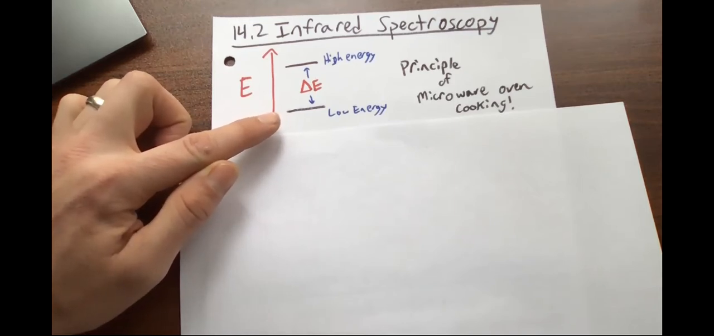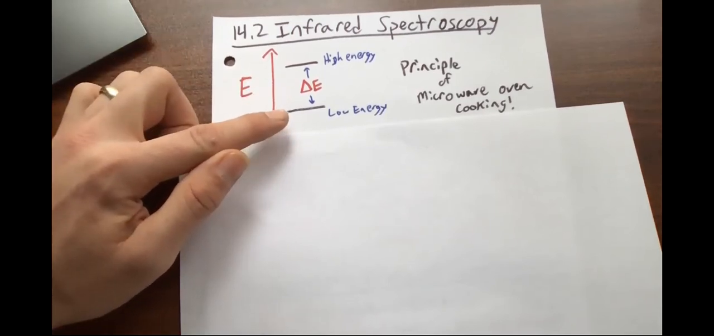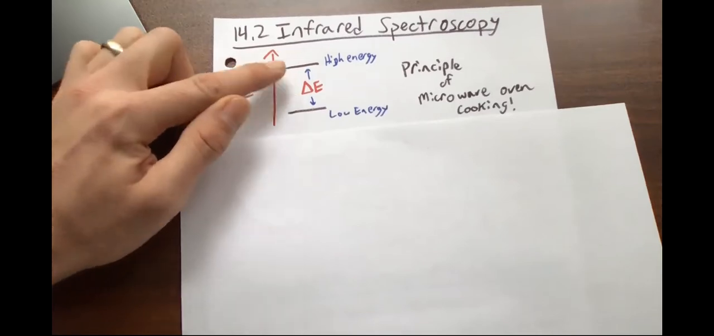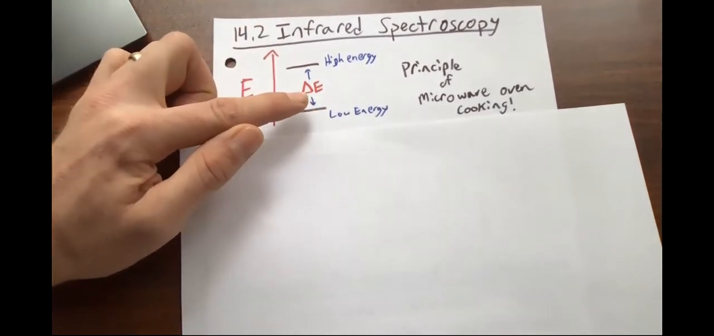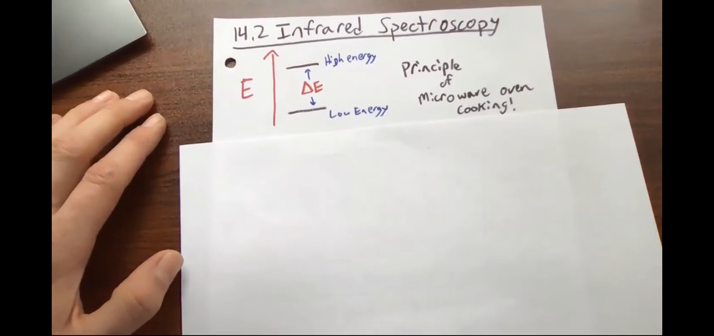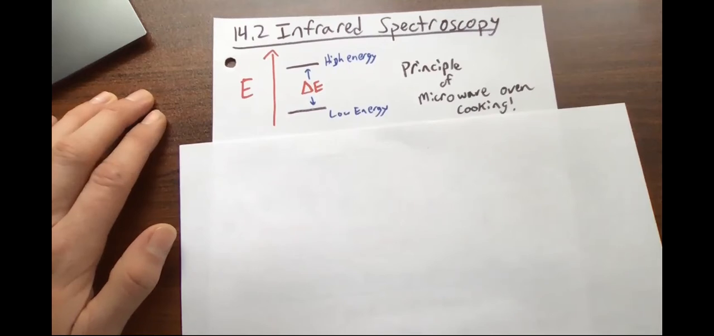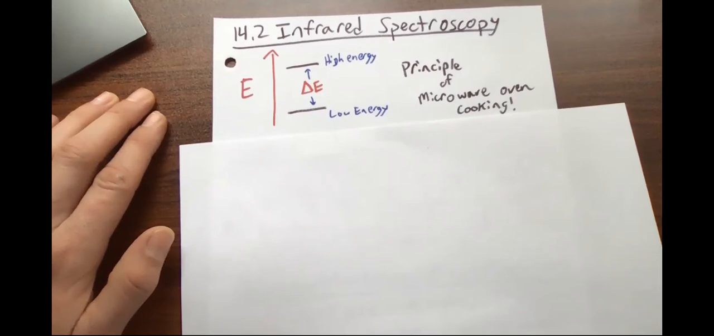And this infrared radiation, if you match it just right, can promote some of the molecules from a low energy state to a high energy state. So you promote them, and then they relax to give off heat. And they do this through molecular vibrations. And a little fun fact is that this is actually the principle of microwave oven cooking. Whenever you microwave something, you are blasting the water molecules inside the food with infrared radiation.